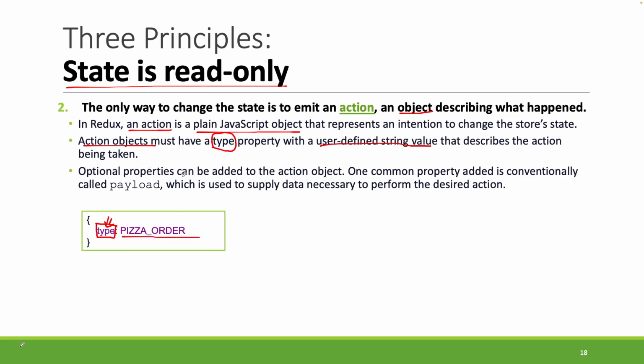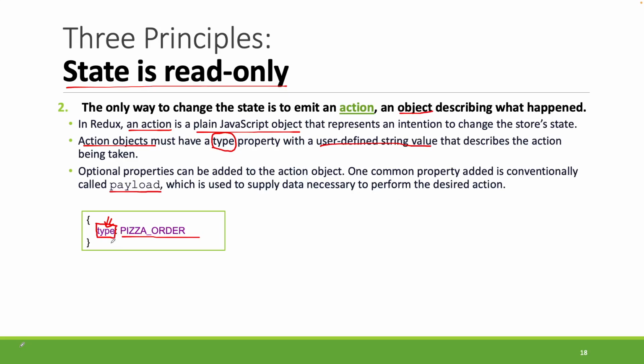And optional properties can be added to an action object. One component is conventionally called a payload. You can use payload, or you can use another keyword like data. But we have to make sure our action and our reducer function match. Okay. But when we go to Redux Toolkit, it's a little bit opinionated. They will use payload by default and type by default. But for Redux only, you can change it. The payload is used to supply data necessary to perform the desired action.